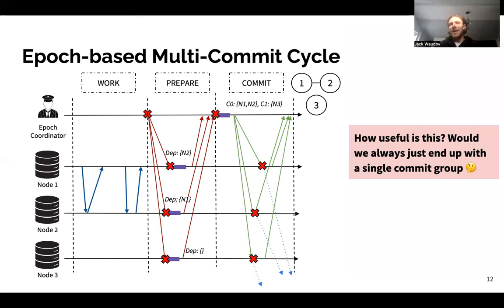So the question that arises now is, how useful is this? Would we not always just end up with a single commit group? Would everyone not interact with everyone, indirectly or transitively, within an epoch? So we just end up back at epoch-based commit.